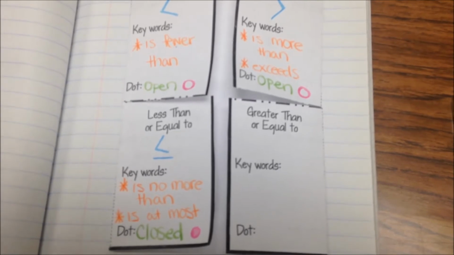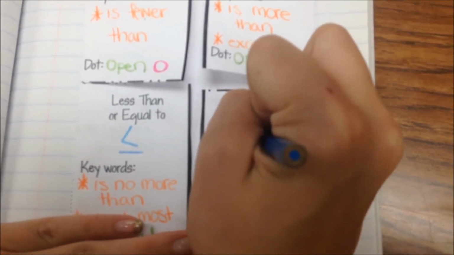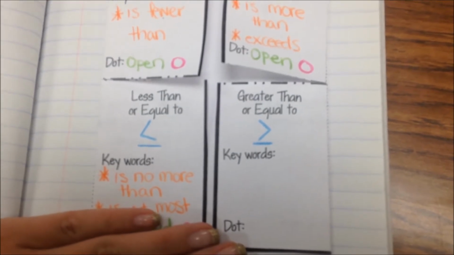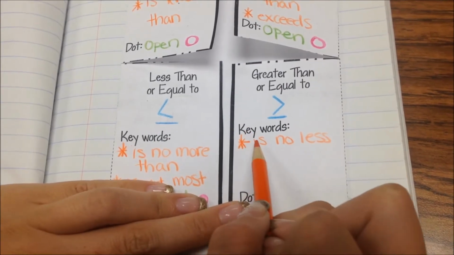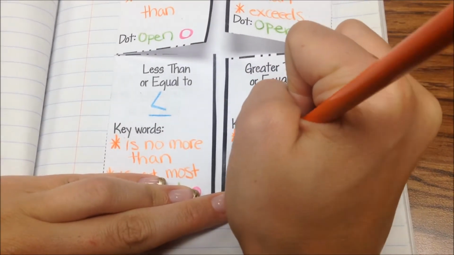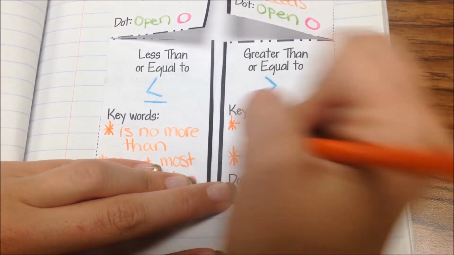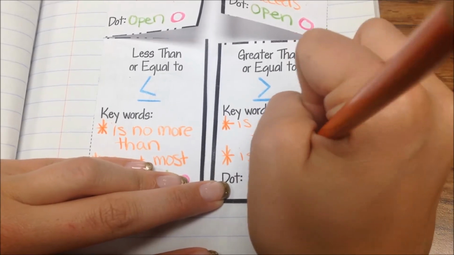Okay. My greater than or equal to is much the same. Okay, I have my greater than sign. I'm going to draw my line underneath, which indicates that it's also equal to, greater than, or equal to. Okay, we're going to have two key phrases for this symbol, and the first key phrase is no less than. And my other key phrase, and this is the one that you're probably going to see the most, is at least. Is at least.